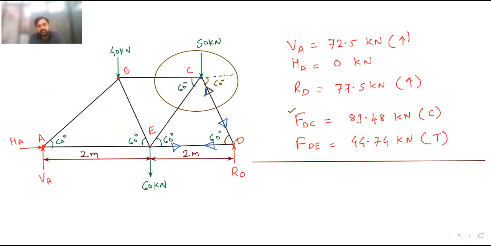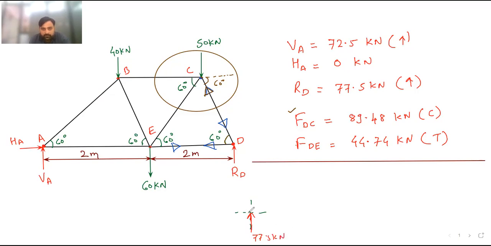FDC is correct. Now if I draw the free body diagram of joint D, since we started from joint D, I will draw it here only. Here you can see the reaction RD, which is upward. This value is known to us, 77.5 kilonewton.